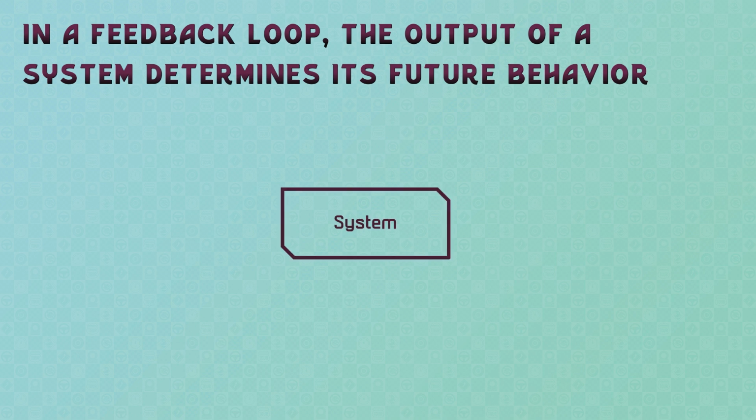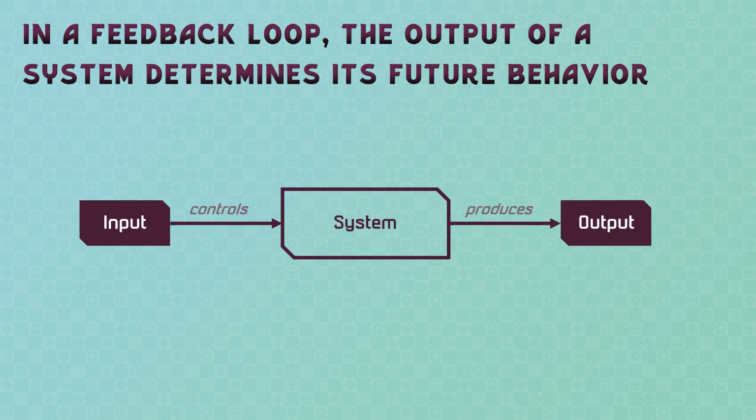If you have a basic system, first of all, there's something coming into the system from outside, so-called input, that controls how the system works. This could be actual objects that you put into a machine, but it could also just be the user defining what program to run. And based on that input, the system produces something. It creates an output, and usually this output is what the user wants.